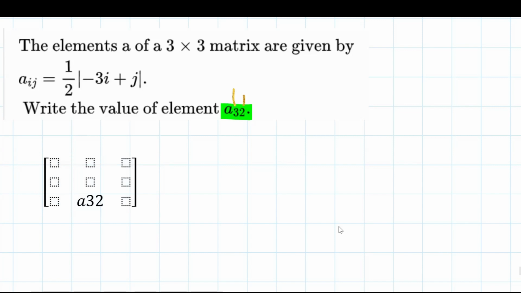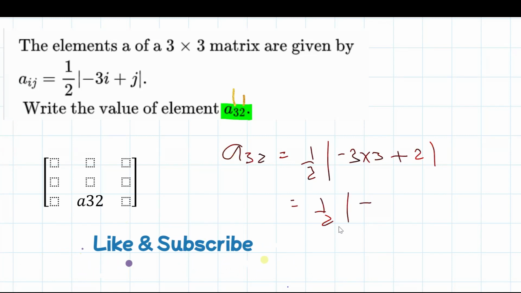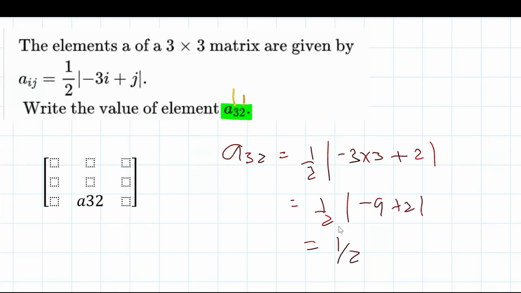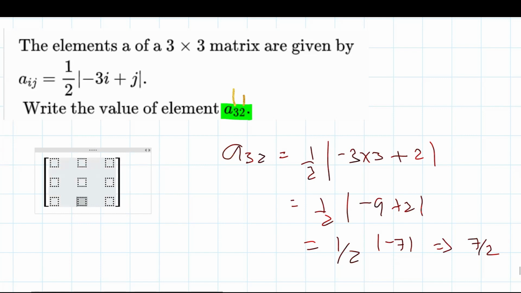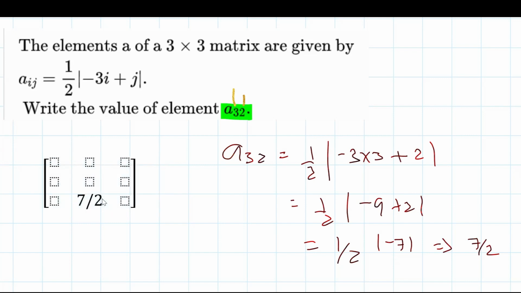What we can do over here is simply write A32, and in this formula we replace i with 3 and j with 2. So that is half modulus of 3 times 3 plus 2, whole modulus. Hmm, with the sign as given, that is half of minus 9 plus 2, and minus 9 plus 2 is minus 7. Minus 7 whole modulus is 7. So it is 7 over 2. The answer in this case will be replacing this with 7 over 2.